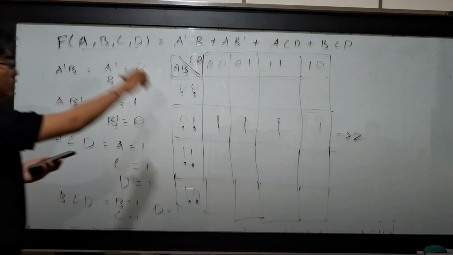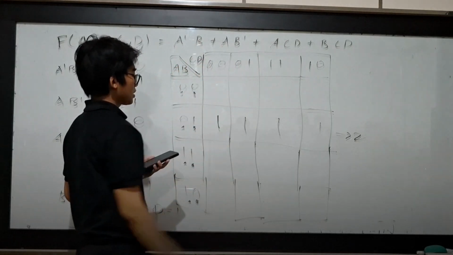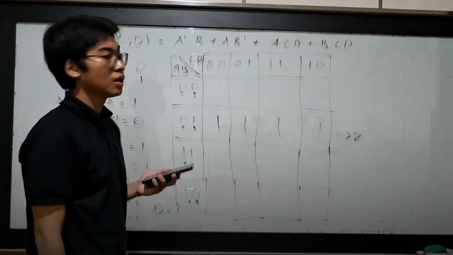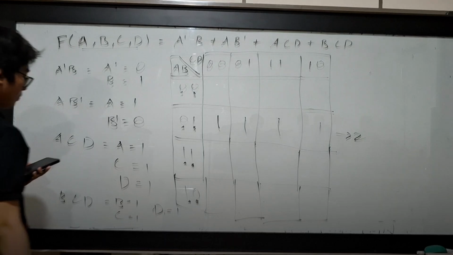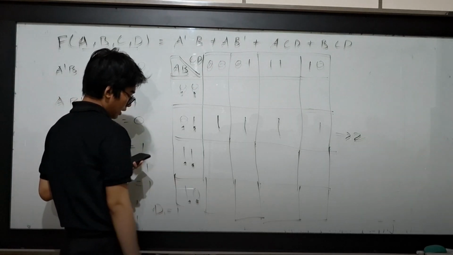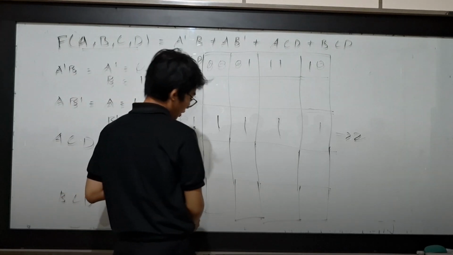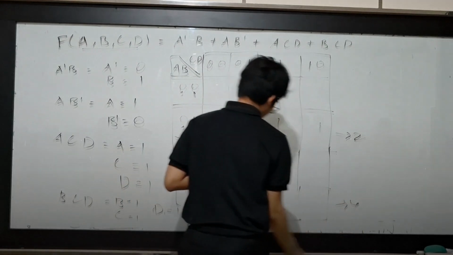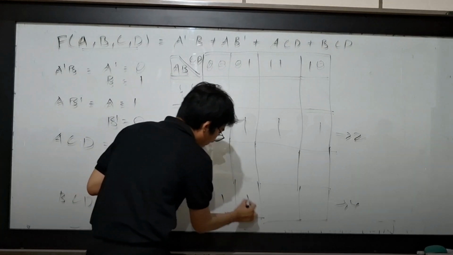And then the second expression is A, B inverse. It means A1 and B0. So this is the only case where A is 1 and B is 0. So it means line number 4, all of this line is 1.